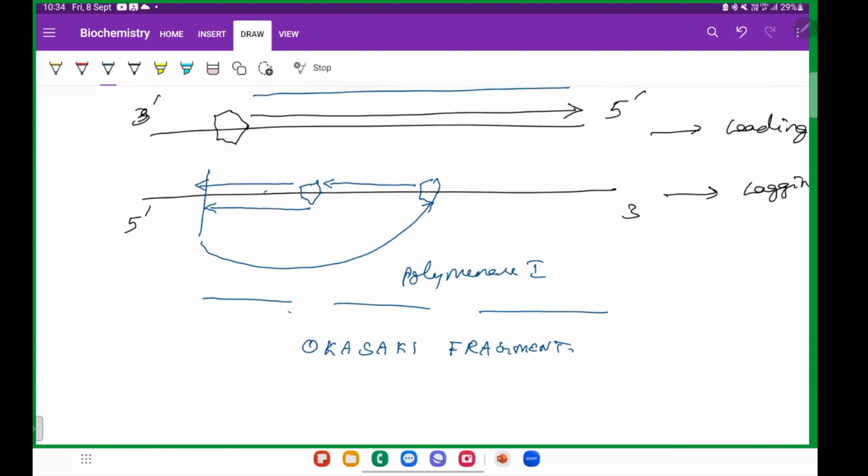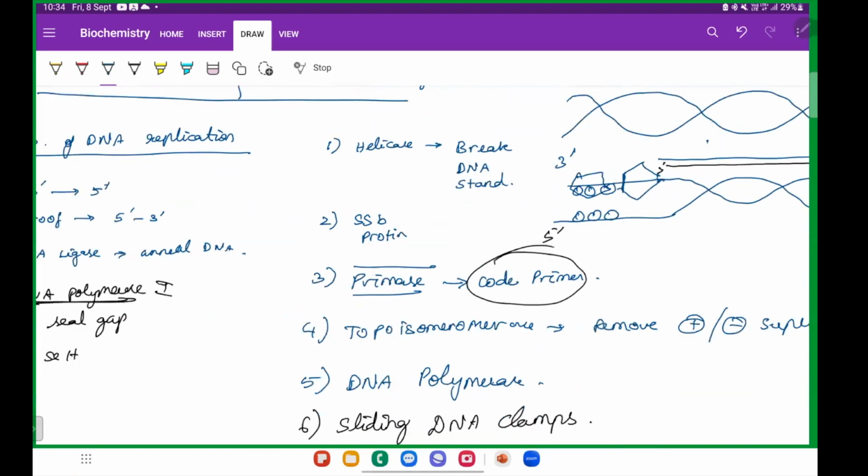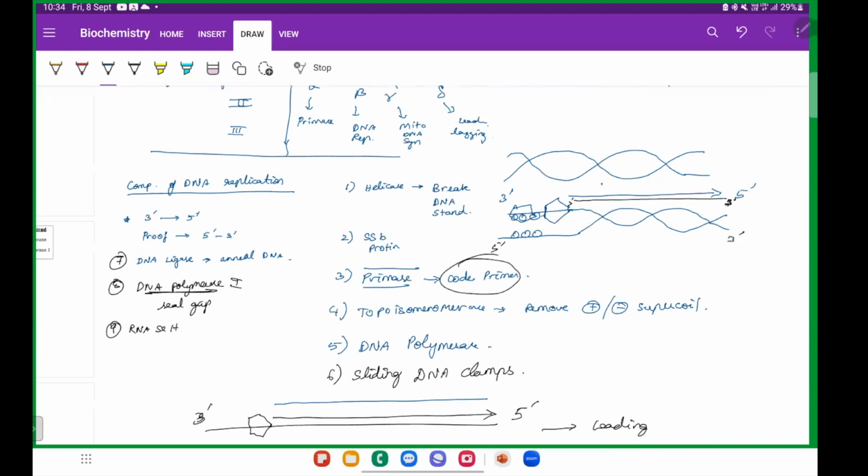So now you understand all these steps, right? First, helicase. Helicase is going to break your DNA strand. Then you have your SSB protein. Then you have primase. Primase is going to make the primer, like when we paint we apply a primer. Why? That is going to initiate the reaction. Then you have topoisomerase. Once the supercoil has been removed, then you have DNA polymerase 3 producing fragments. There a single fragment comes, here multiple fragments come. Then you have the sliding DNA clamps to regulate the speed of your DNA polymerase.